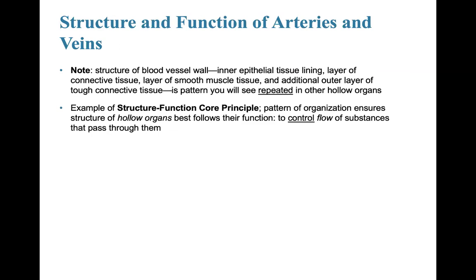One thing to note is that the structure of the blood vessel wall, the inner epithelial tissue lining, the layer of connective tissue, the layer of smooth muscle tissue, and the additional outer layer of tough connective tissue, is a pattern that you typically see repeated in a lot of hollow organs. As we start going through each of these organs, you'll see a very similar lineup, especially when we talk about the GI tract, the kidney tubules, things like that.